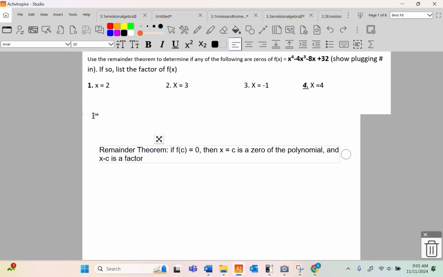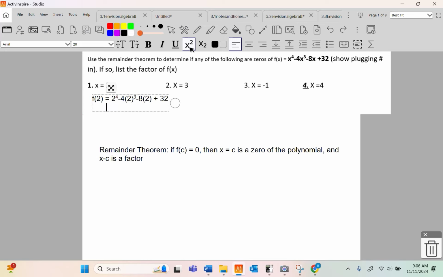All right, so we're going to see if these are factors of the polynomial. First thing I'm going to do here, since x is 2, I'm going to find f of 2, and that's done by plugging in a 2. Oops, I forgot where I was. There we go. 2 to the fourth, minus 4 times 2 to the third, minus 8 times 2 plus 32.